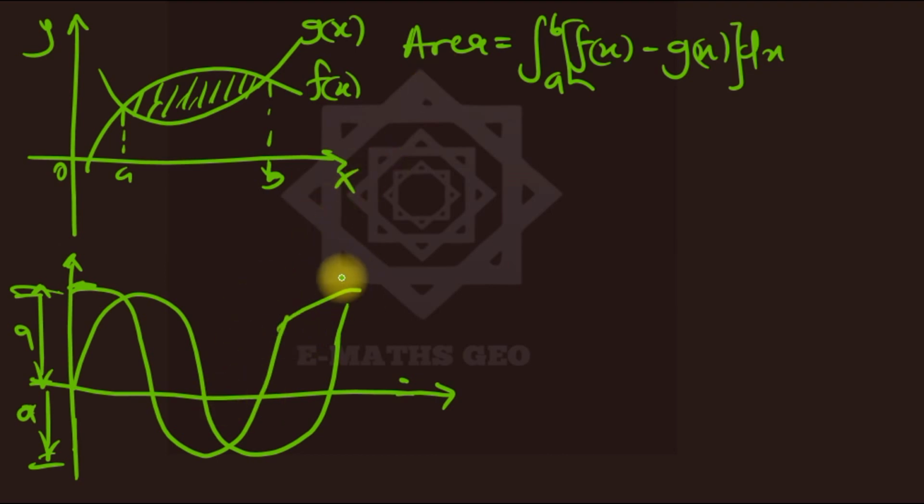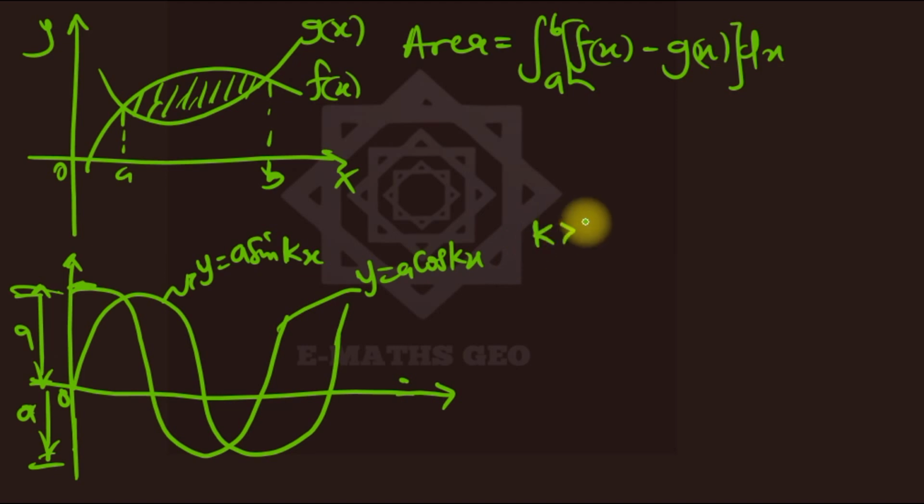Then there is what we call the period. This sine graph is y equals a sin kx, and for cosine, y equals a cos kx. So what is k? k is a positive number and is related to the period. The period is T, and T equals 2 pi over k.